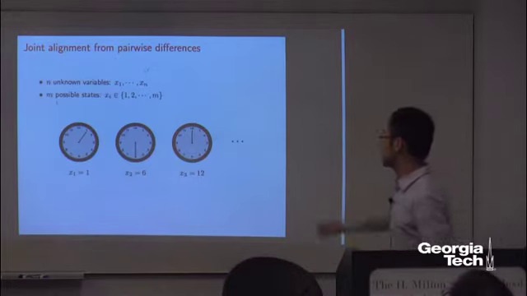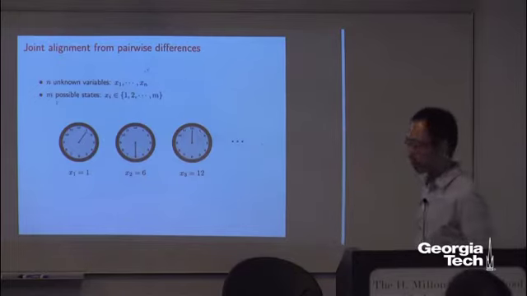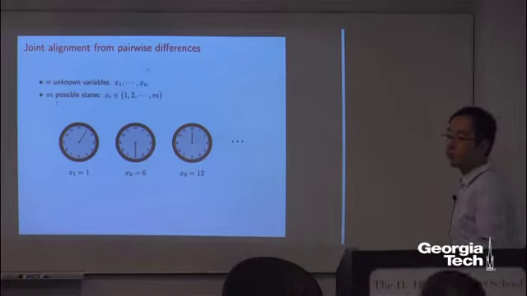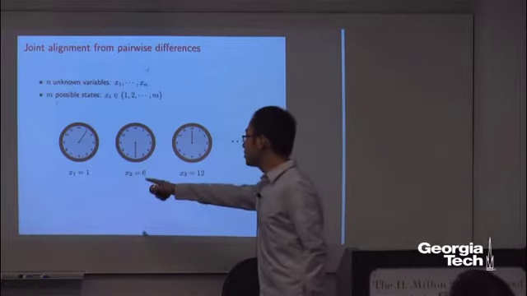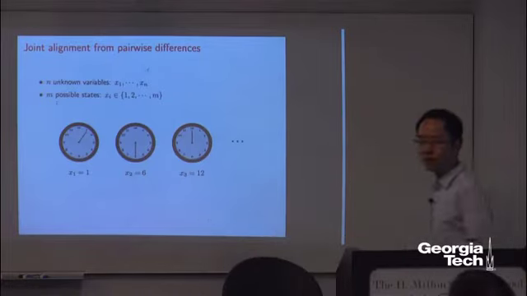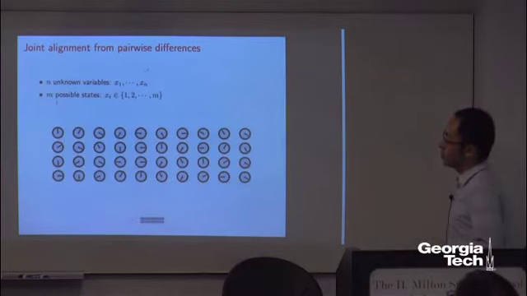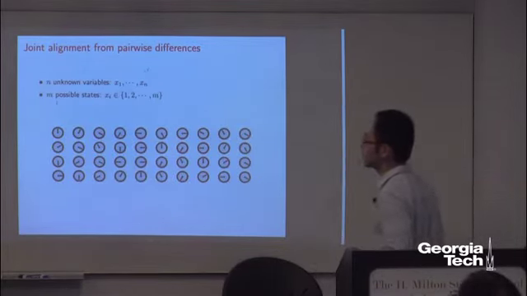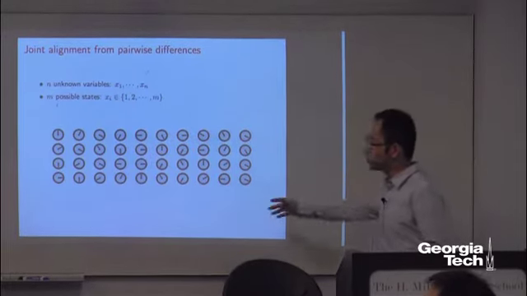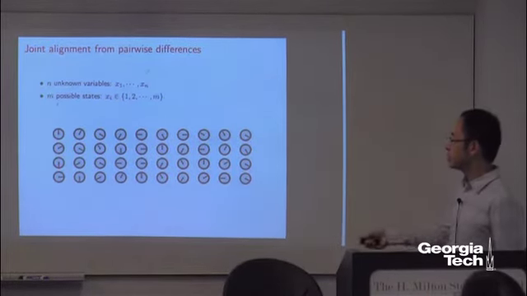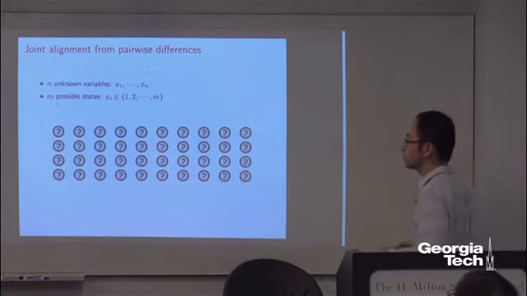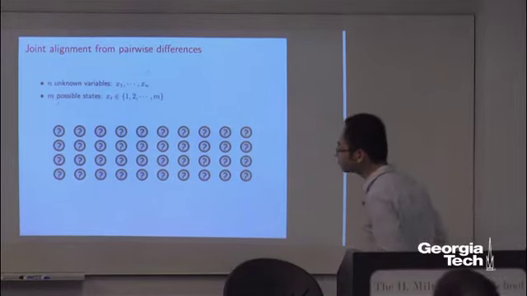If you look at this picture, this example, xi can take values from 1 to 12. Each clock represents one value there. The problem that I'm looking at is a case when you have a lot of such variables. Imagine that you have a lot of different clocks, but you don't know any of them. You want to simultaneously recover all of these values.